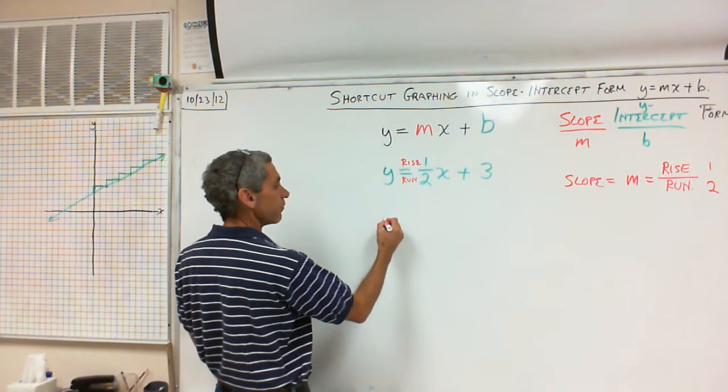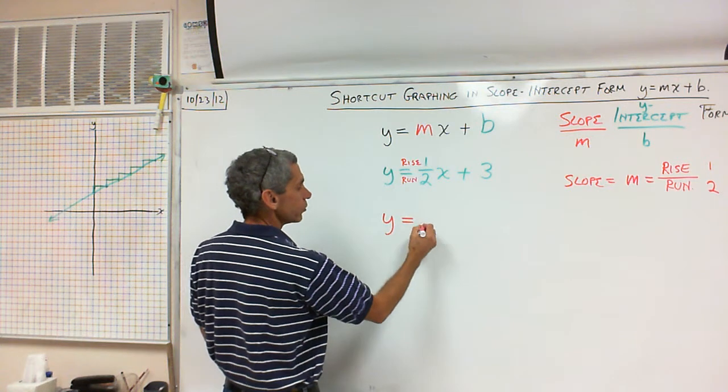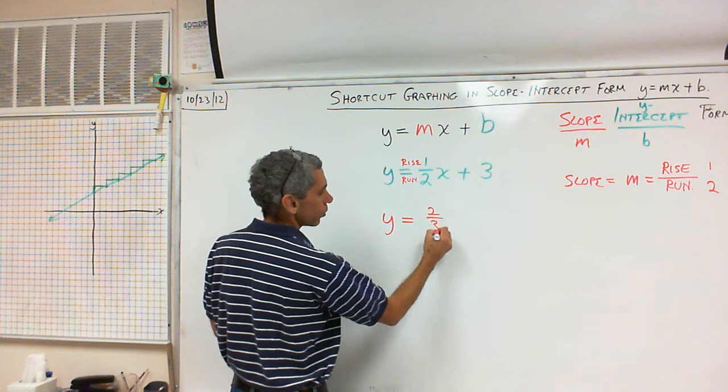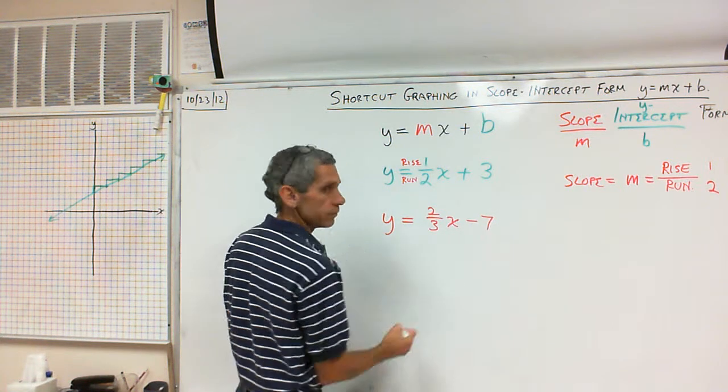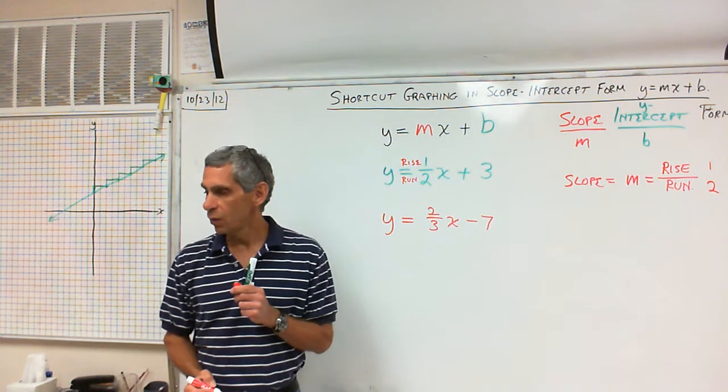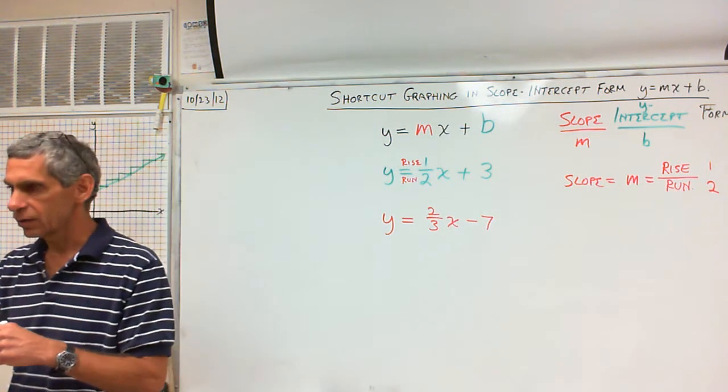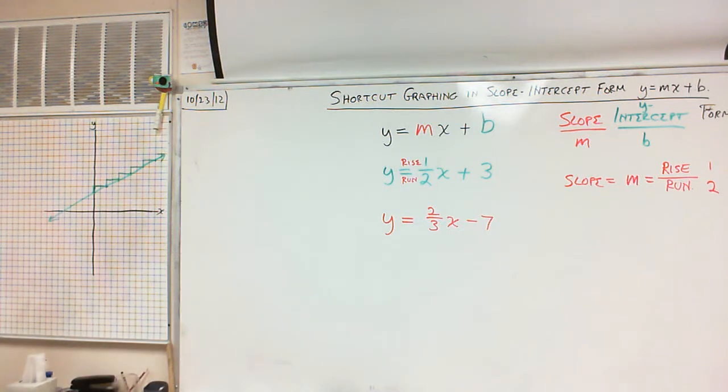I'm going to use the same graph. So y is equal to 2/3 x minus 7. Okay, write that down. I don't want to go too fast.